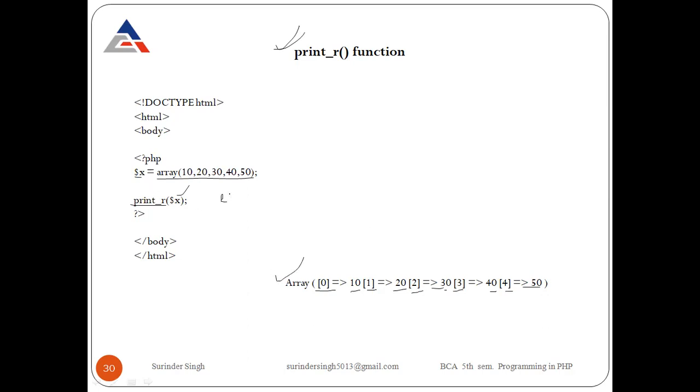But if you use echo with x, it will simply print Array, not printing its elements. It will simply print Array, this, not its elements.